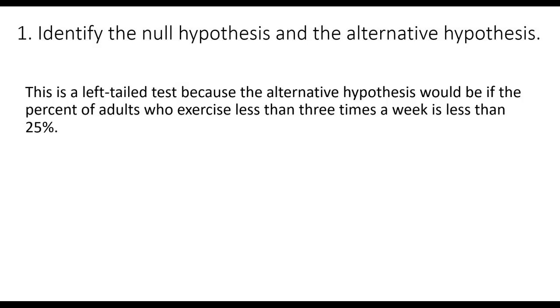So we know that this is a left-tailed test because the alternative hypothesis would be if the percent of adults who exercise less than 3 times a week is less than 25%. And it's that last "less than 25%" that does it. We do know that the null hypothesis is always the equality. So H naught is going to be p equals 0.25 because it's equal. And because we're doing a left-tailed test, because it's less than 25%, our alternative hypothesis will be p is less than 0.25.